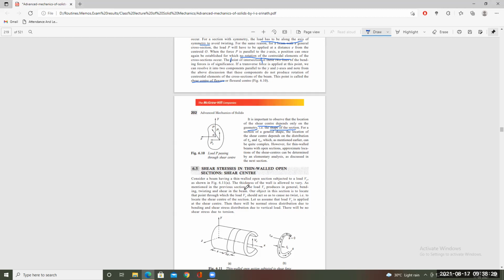As mentioned in the previous section itself, the load Vy produces in general bending, twisting, and shearing of the beam. That is, what is the load here? It is the load Vy acting here. So here we are having our coordinate system x, y, and z, and this is the origin. But this is not acting exactly through the CG of the beam because of its complex and peculiar nature. This beam is like a pipe, but this side is open. It is not totally complete in the cross section itself.